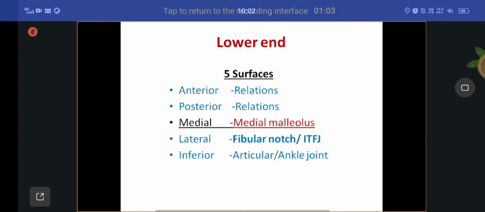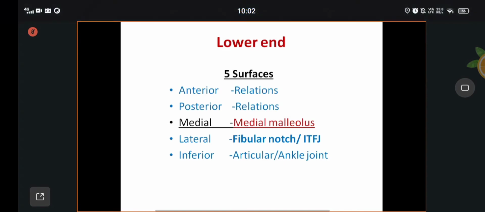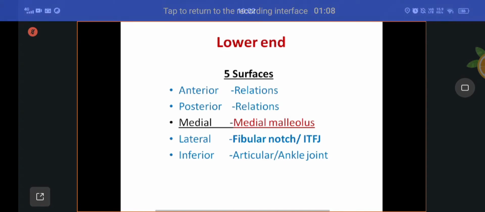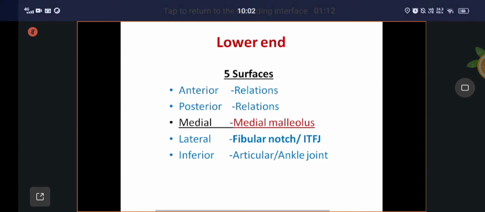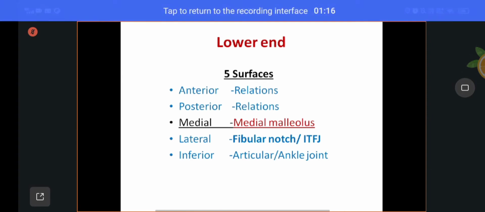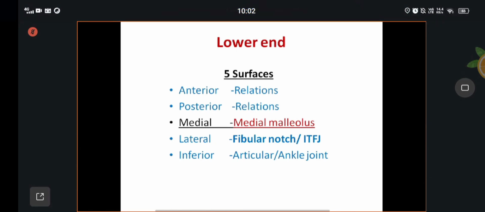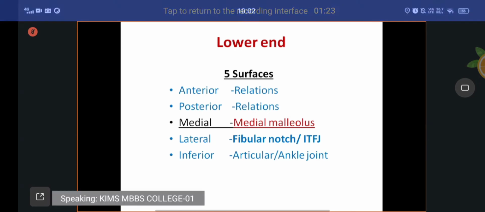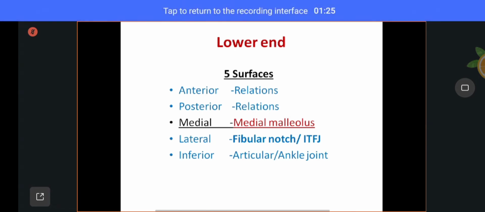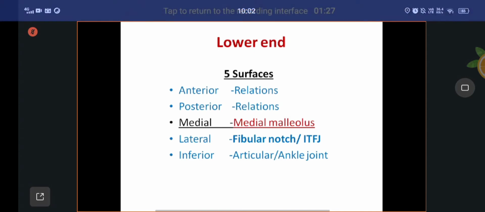There is a bony projection. This is very, very important landmark in the lower end of tibia. The medial malleolus is the most important bony projection in the lower end of the tibia. This will be asked in the examination. If you get the tibia, this is the most commonly asked question. That bony projection is called medial malleolus. Because it is present in the medial bone, and it is medial malleolus.